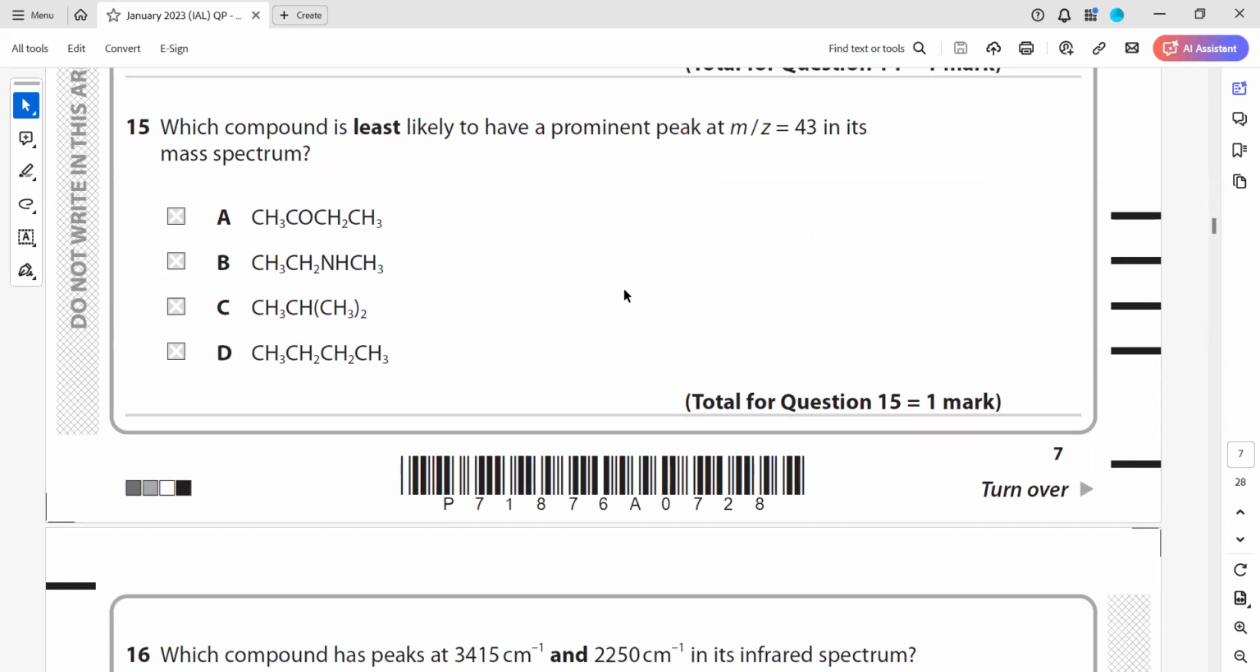Which compound is least likely to have a prominent peak at 43? So you have to divide this into fragments.